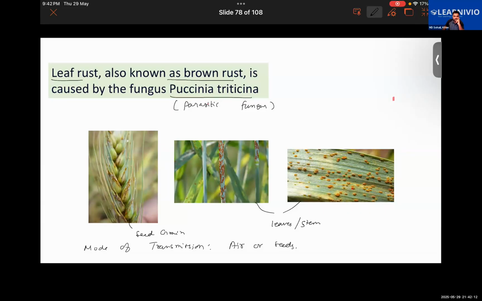Sir, wheat. Wheat, no. Wheat gets infected from brown rust, or leaf rust. That is the wheat plant. It gets infected by a fungus named Puccinia triticina. It's a parasitic type of fungus and causes leaf rust. Just before this, what were we learning? Priyanka, what about you?